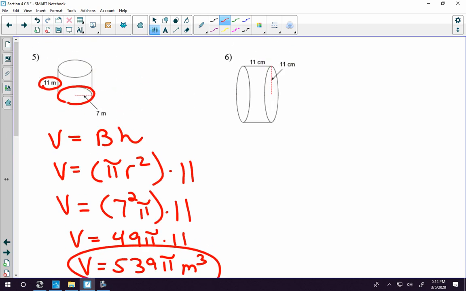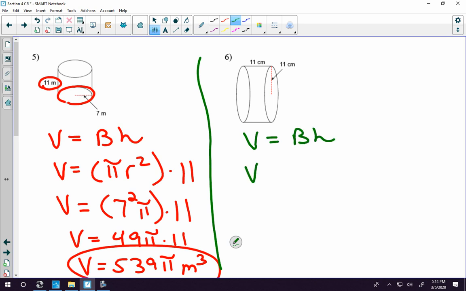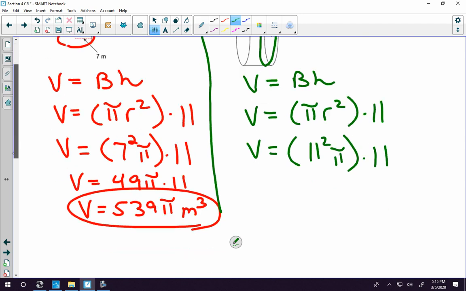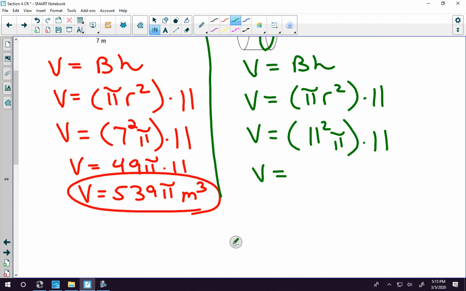And number 6, it's a cylinder. So the volume or space inside of this cylinder, for any cylinder, we're stacking circles. So again, we're stacking circles. How high are we stacking them here? 11 centimeters high here. So the radius of the circle is 11 centimeters. So it's 11 squared pi times 11. So 11 squared is 121. So we got 121 now times 11.